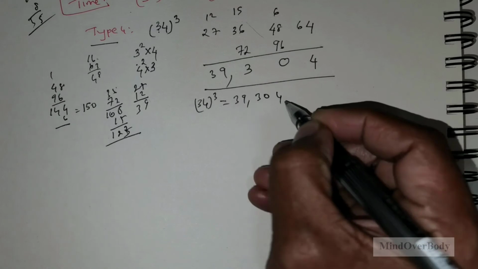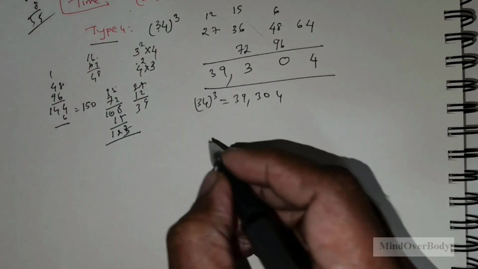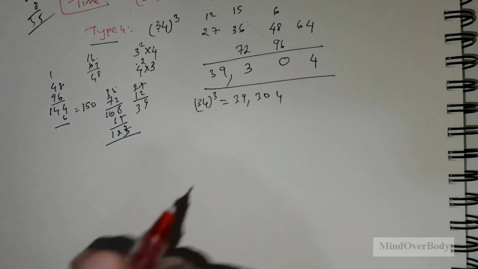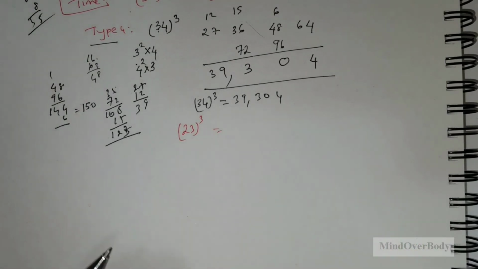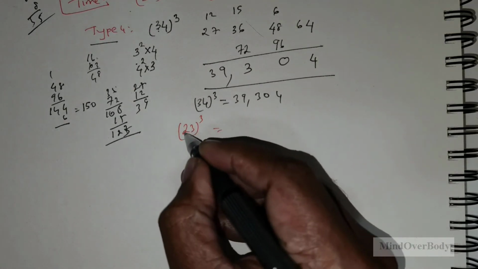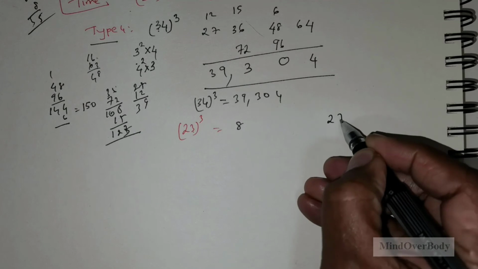Okay. So let us check for another number. Let us see what happens when we are cubing 23. So the numbers are different. Okay, so foremost what you got to do, take the cube of 2, which is 8. Take the cube of 3, which is 27.